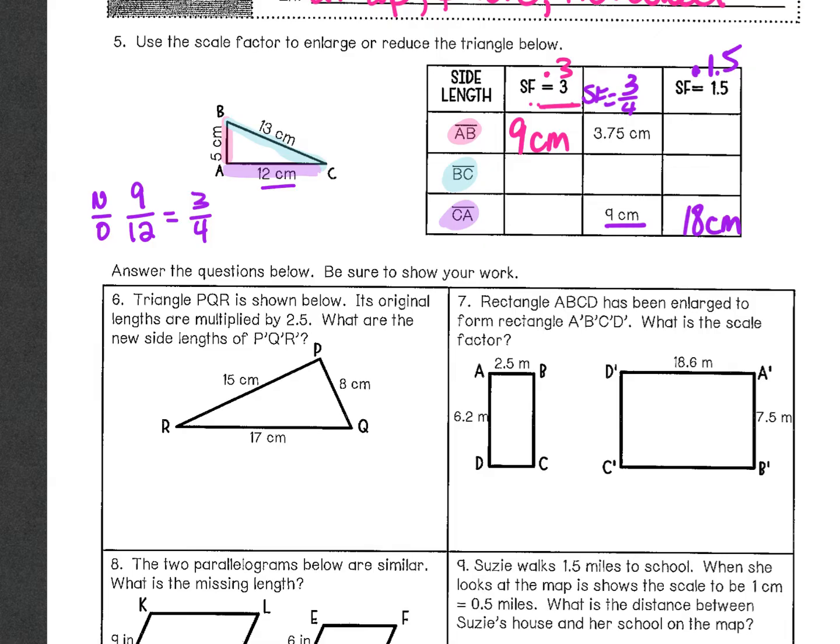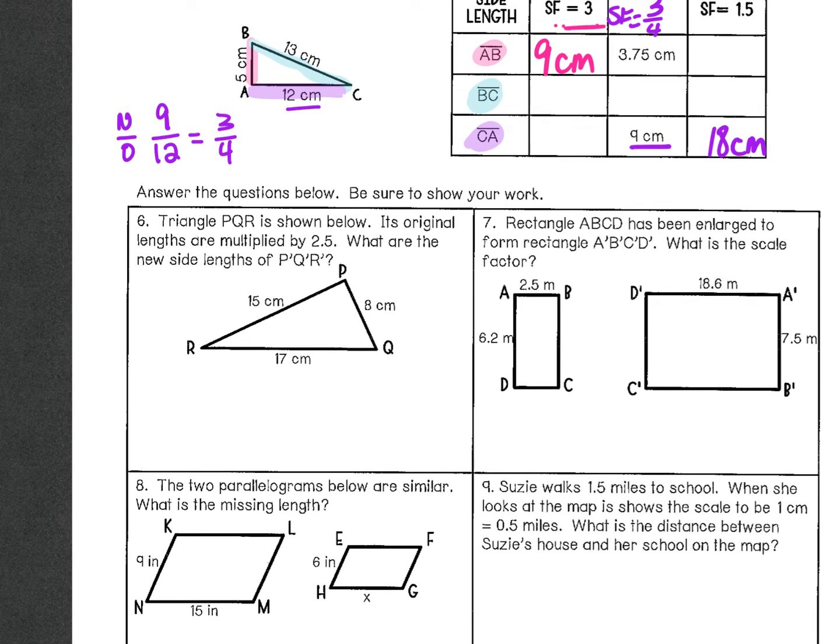Okay, so this one, they want you to draw out a triangle similar to that triangle. And then it's going to be called P prime, Q prime, R prime. The little marks mean prime. That's just meaning that's your new version. If my scale factor here, it says the triangle PQR is shown below. Its original lengths are multiplied by 2.5. What are the new sides? So what you're going to do is you're going to take this side here and multiply it by 2.5. And you're going to get 20 centimeters. Okay, we want you to finish that off for the whole thing.